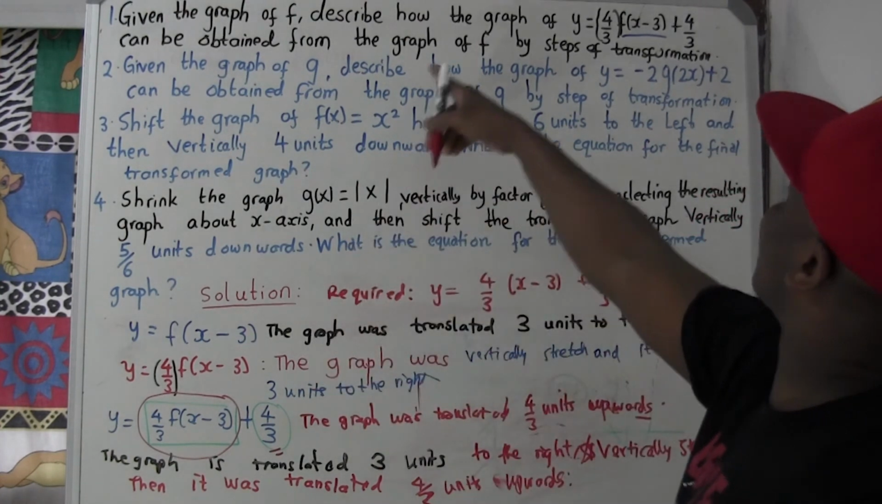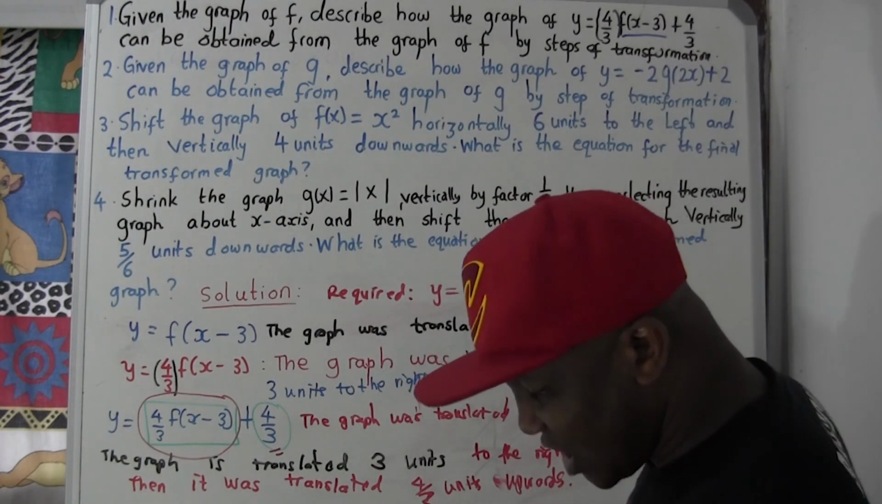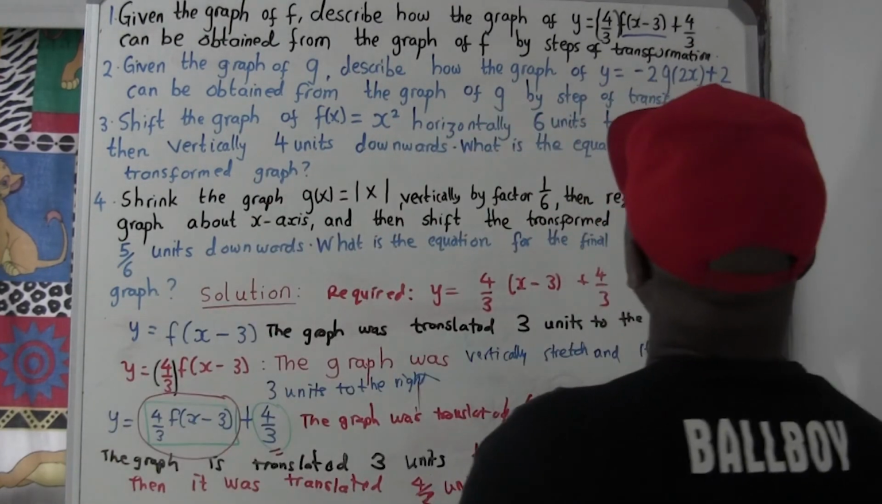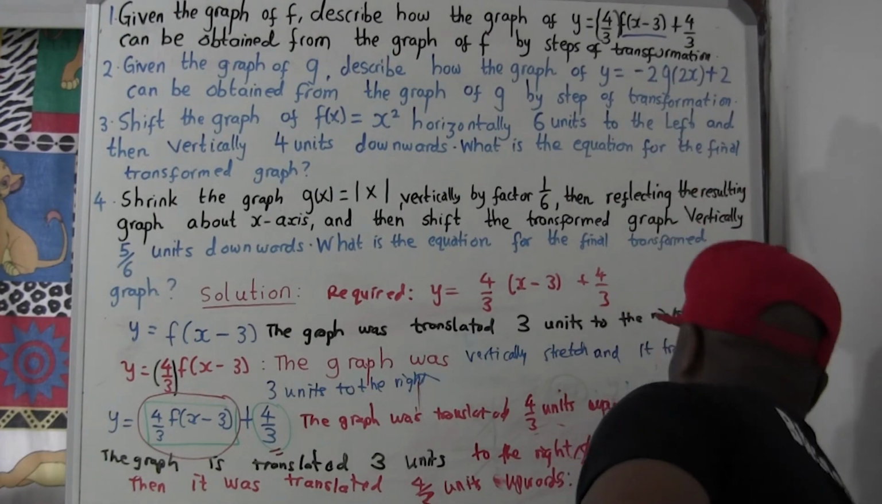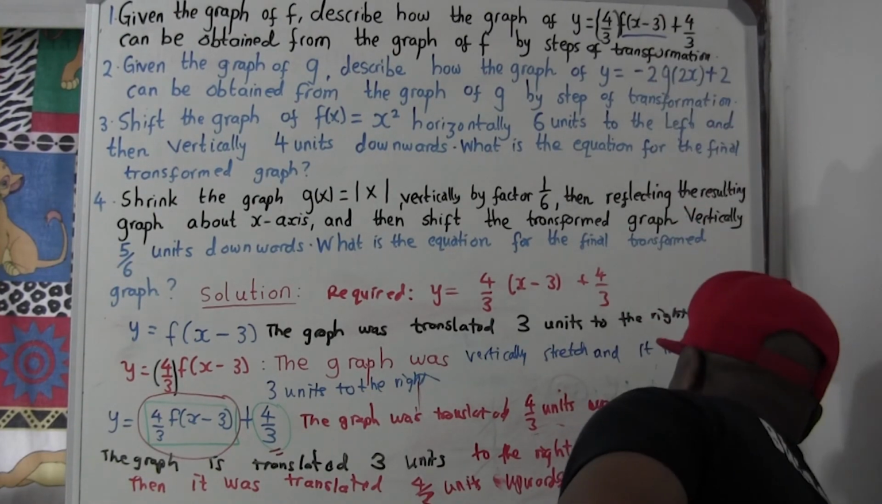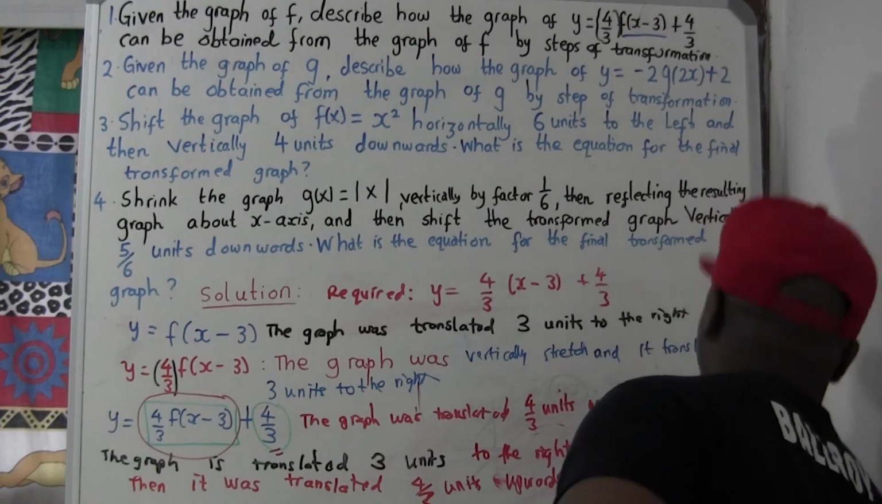So that's how we got this graph, which is easy. We say y equals 4 over 3 f(x minus 3), and then we add 4 over 3.